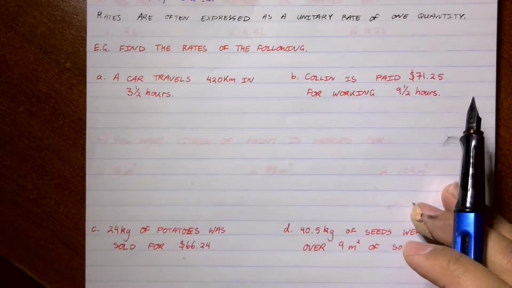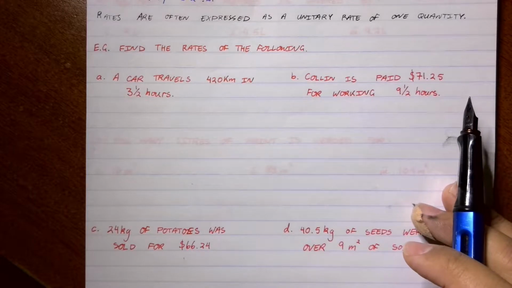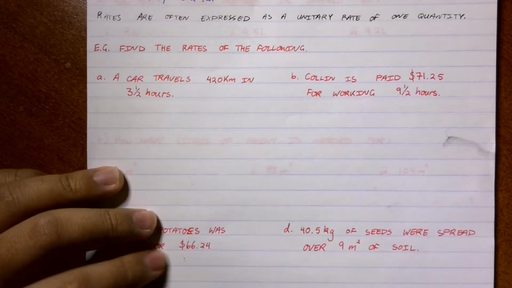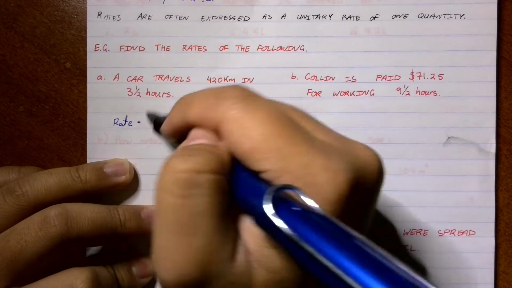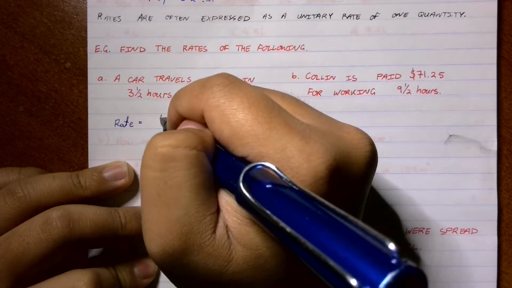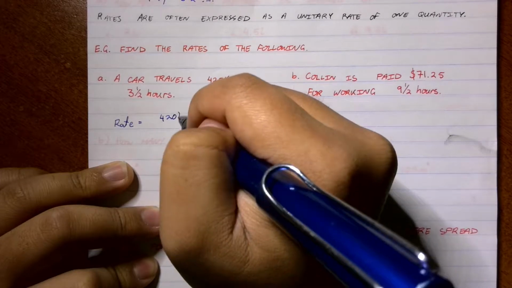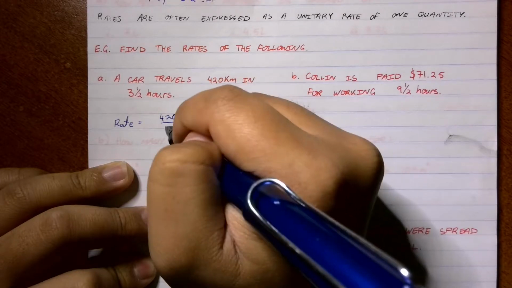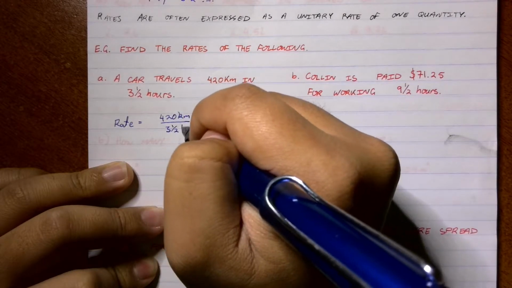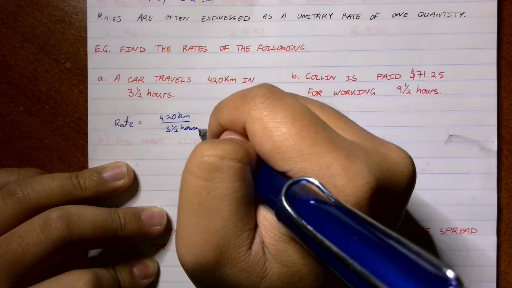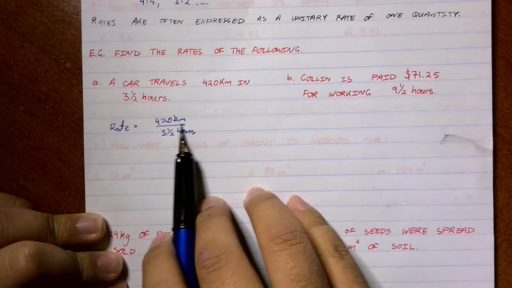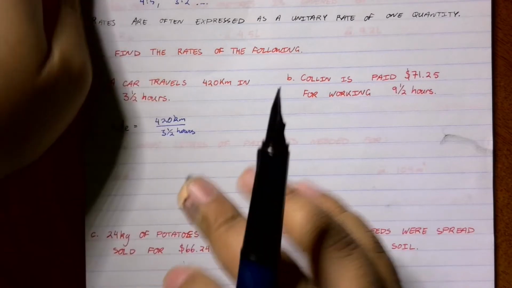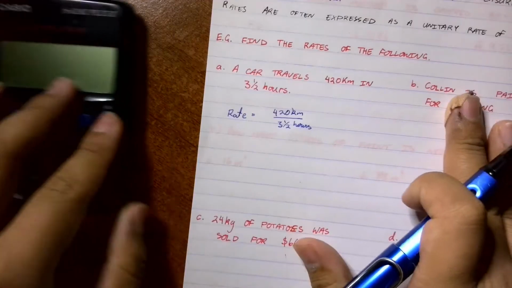So a car travels 420 kilometers in 3.5 hours. So the rate for this is going to be, we can calculate it very simply, 420 kilometers over 3.5 hours. So we're going to express kilometers for every hour. Okay, so that means we can type this in.